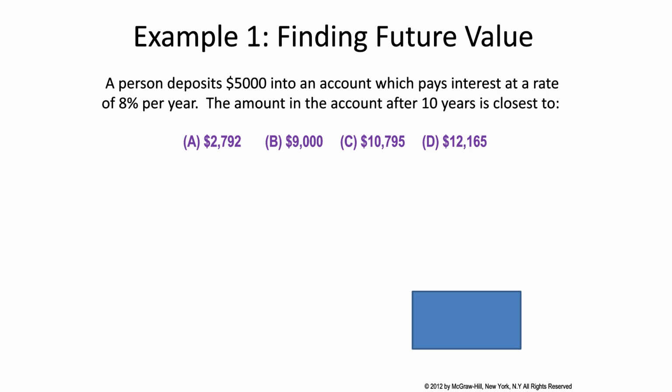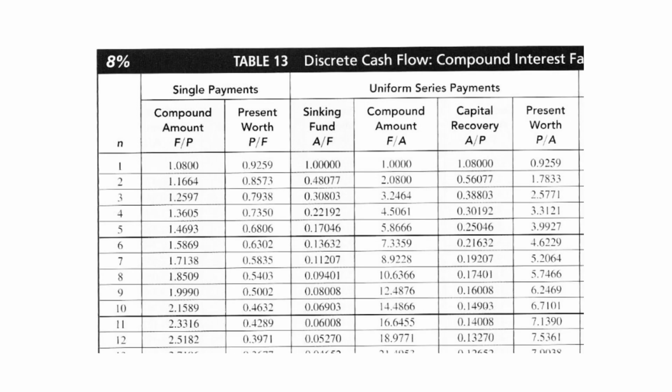Okay, so let's just take a look at a couple of illustrations having to do with these factor tables. Let's say somebody deposits $5,000 into an account, pays 8% per year. We've just looked at the 8% table. And the amount in the account after 10 years is what? So P is known. We want to know F. So if we go to the table where P is known, find F, so find F given P, and the example is saying N equals 10 years. So here is the 10-year row.